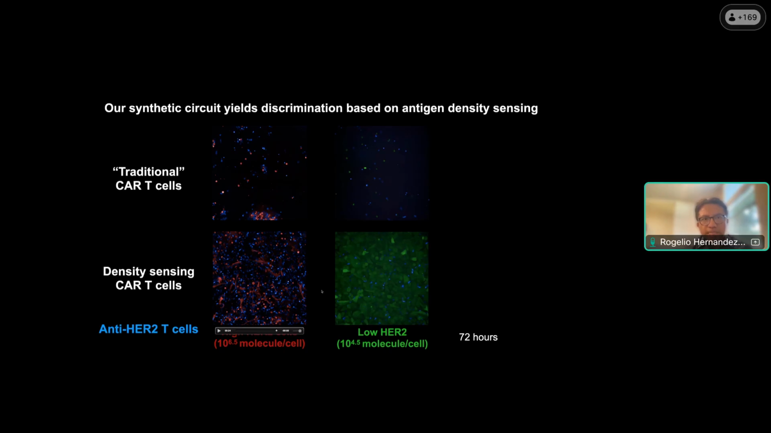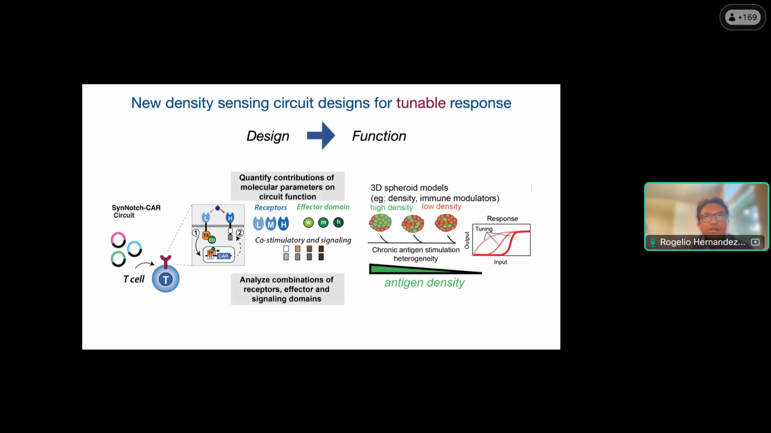to recapitulate that. So now in my lab, we are building the complexity of these circuits and exploring the effect of other parts of these synthetic circuits. For example, the affinity of the transcription factor to the response elements, and the costimulatory and signaling domains of the CAR. So there are different elements that can be used to tune the response of these synthetic circuits.